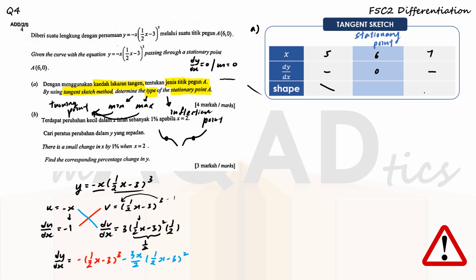Okay, same goes to 7 as well. So 6, we know that it is a stationary point, so the gradient is constant, which means it is a horizontal line. So you can see the shape, right? Goes down, remain the same, goes down. So this is actually an example of an inflection point, right?